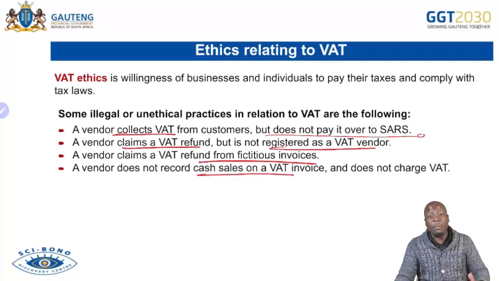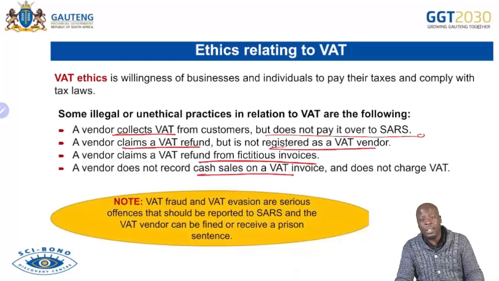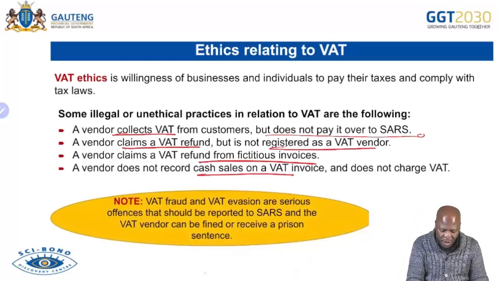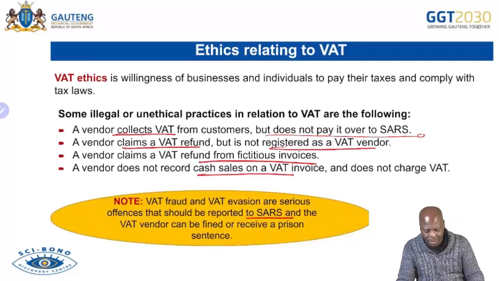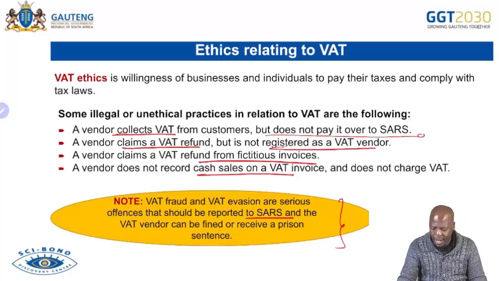Now, you'll find that some of the people do these illegal transactions where cash is only received, and some of them would refuse to have transactions through the bank. Now, these are illegal and unethical, as a VAT vendor should always record all the VAT, whether it is cash or via any other means of payment. Now, it is important to note, dear learners, that VAT fraud and VAT evasion are serious offenses and they should be reported to the South African Revenue Service. And the VAT vendor can be fined or can face a prison sentence. That is on the VAT ethics.